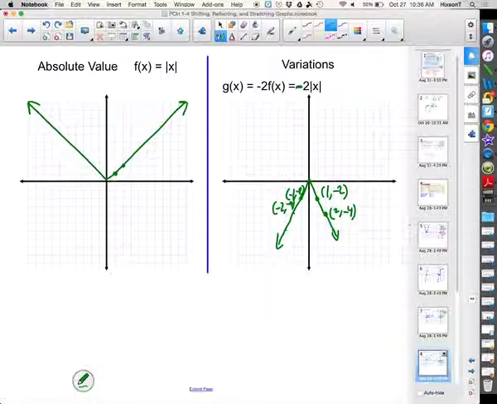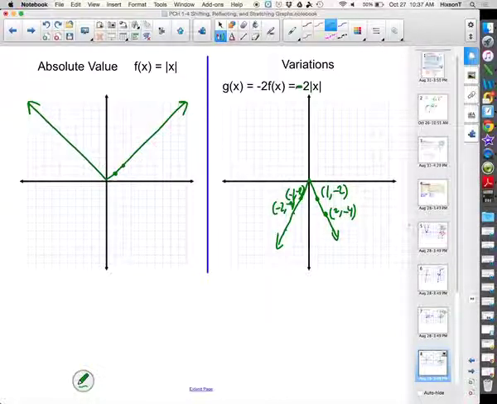Now, one of the questions that came up last period was, should we reflect it first or should we stretch it first? And the fact is, it doesn't matter. In fact, even with shifts, as long as you're careful about how you do it, it doesn't matter what order you do things in. We'll see that actually with our next one.